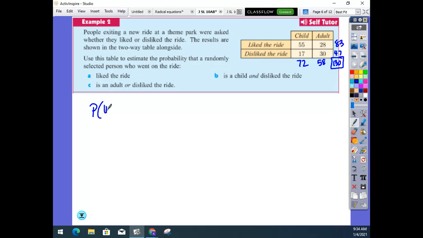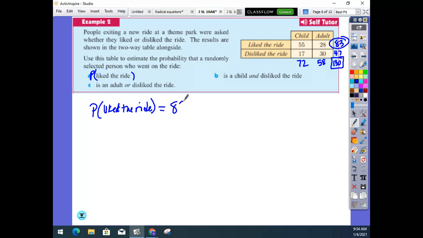I have a little bit more room, so I'm going to actually write it this way. Probability liked the ride. So it's always helpful to indicate what exactly you're finding. So I'm just going to put P of this. All right, so how many liked the ride? Total, 83 liked the ride out of 130 total. And make sure you're using your approximately. So approximately 63.8% or 0.638 liked the ride.